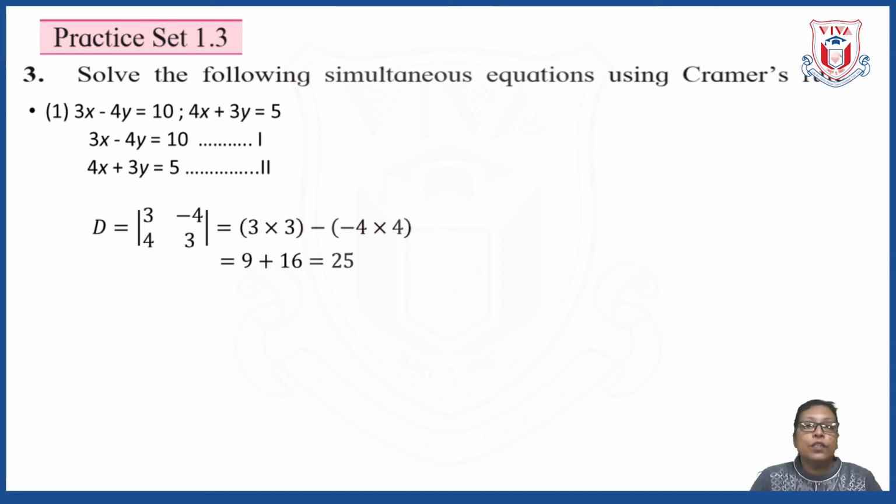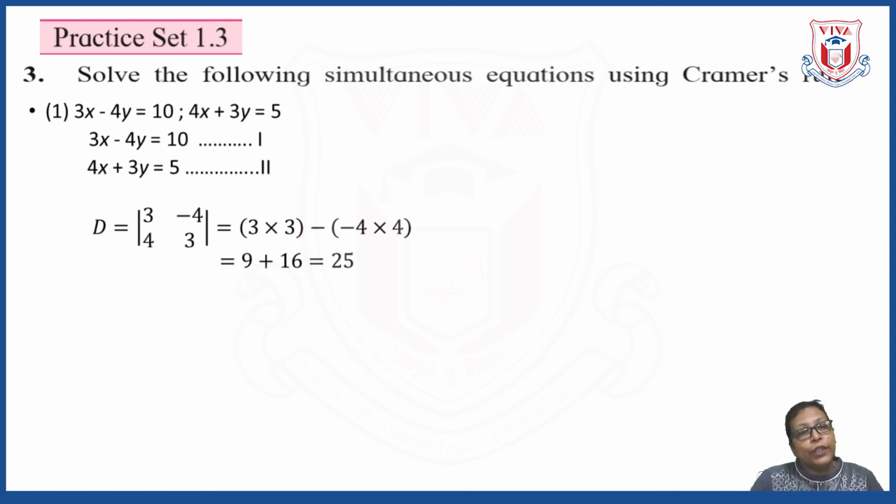See the second equation, 4x plus 3y. So the numbers are 4 and 3. Write them in the second row. Now solve the determinant. Go for cross multiplication. 3 into 3 minus 4 into 4. So 3 into 3 is 9. And you will see that minus sign has appeared twice. And minus into minus is plus. So we got 9 plus 16 is equal to 25. In this way we have solved determinant D.